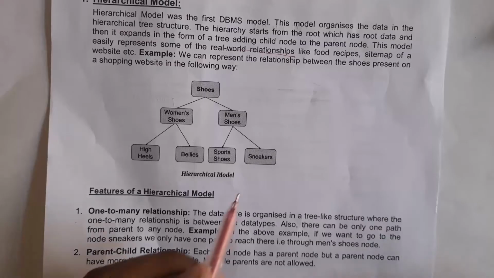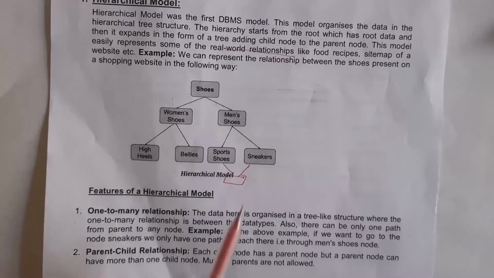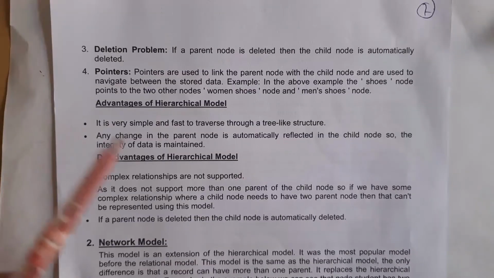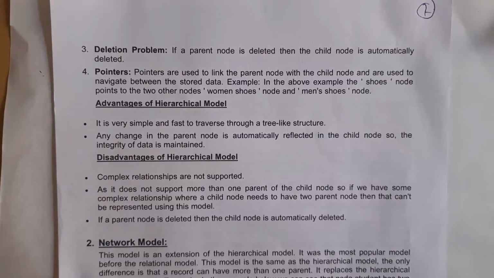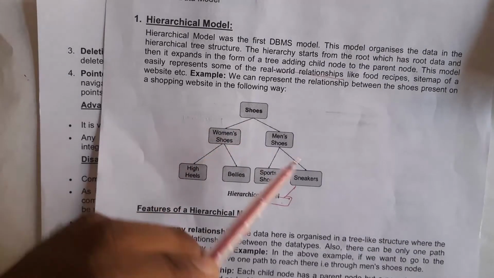For example, if I write like this, it is not allowed because in hierarchical model, one child cannot have multiple parents. So there exists only one-to-many relationship. Third one is deletion problem. For example, if we delete one parent node, then child nodes are automatically deleted. And next feature is pointers. Guys, we call these lines as pointers.